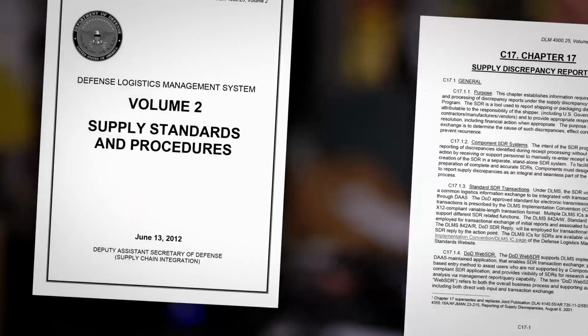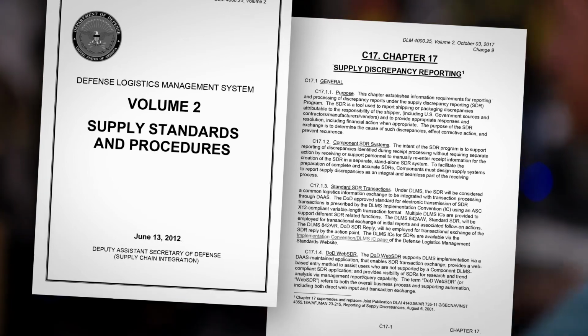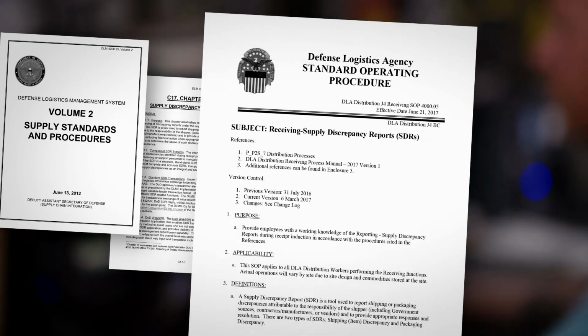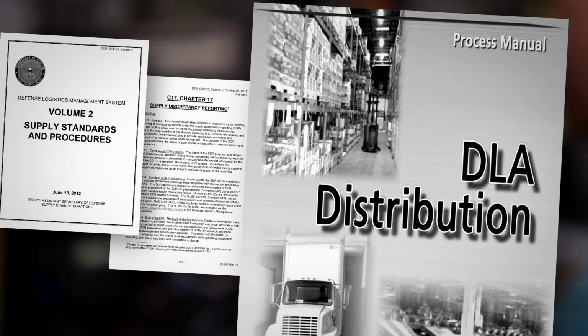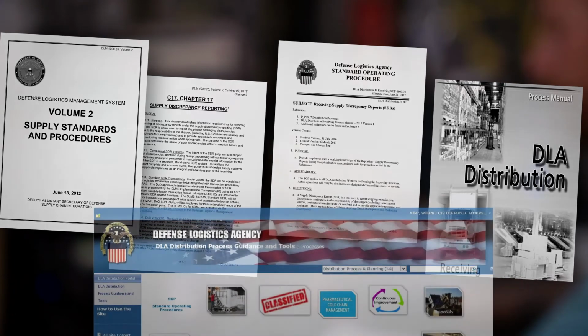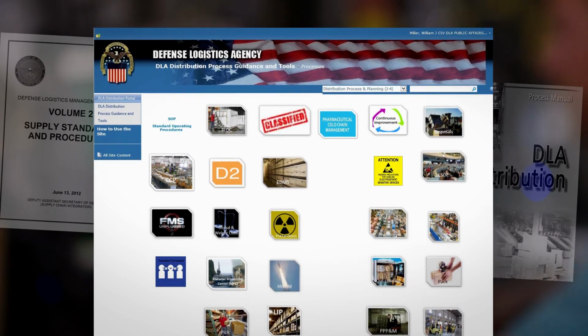For detailed information on SDRs, refer to DLM 4000.25, Volume 2, Chapter 17, DLA Distribution SOP 4000.05, Receiving Supply Discrepancy Reports, and Module 8 of the DLA Distribution Receiving Process Manual. Additional information can be found on the DLA Distribution Process Guidance and Tools website on your desktop.